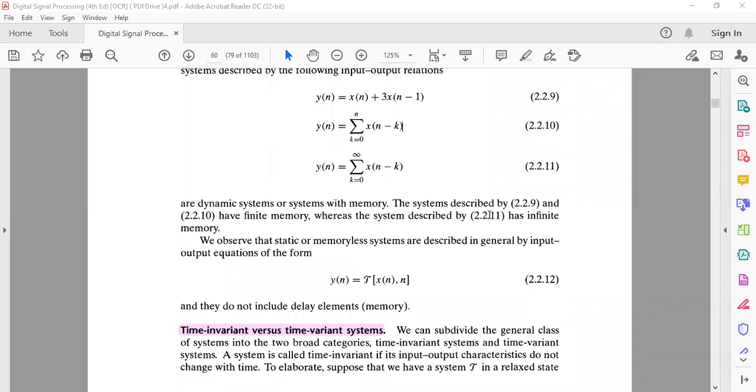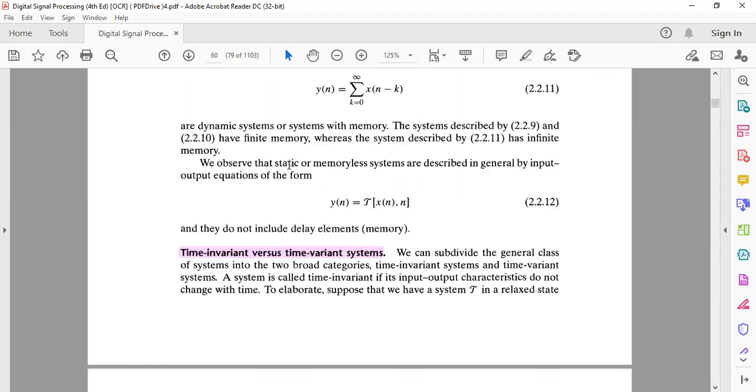So the systems described by 2.2.9 and 10 have finite memory. Finite memory because you can count. These are two values, x(n) and x(n minus 1); they are finite, they are countable. This is going to be n plus 1 values, so they are also countable. But for k equal to 0 to k equal to infinity, you do not know where it ends, so they are uncountable, and that's why we are calling it infinite memory.